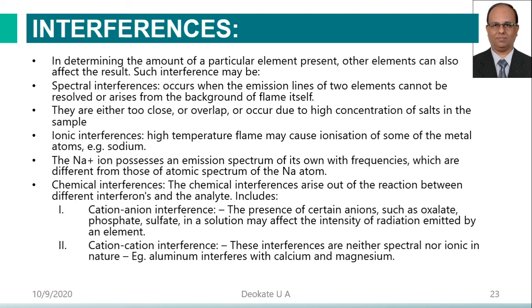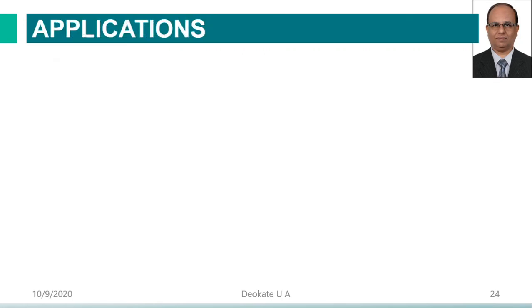The third one is chemical interference. Chemical interference arises out of the reaction between different species and the analyte. It includes cation and anion interactions. The presence of anions such as oxalate, phosphate, sulfate in a solution may affect the intensity of radiation emitted by an element. Or cation-cation interactions. These interferences are neither spectral nor ionic in nature. For example, aluminium interference with calcium and magnesium. So these are the three types of interference that generally occur.